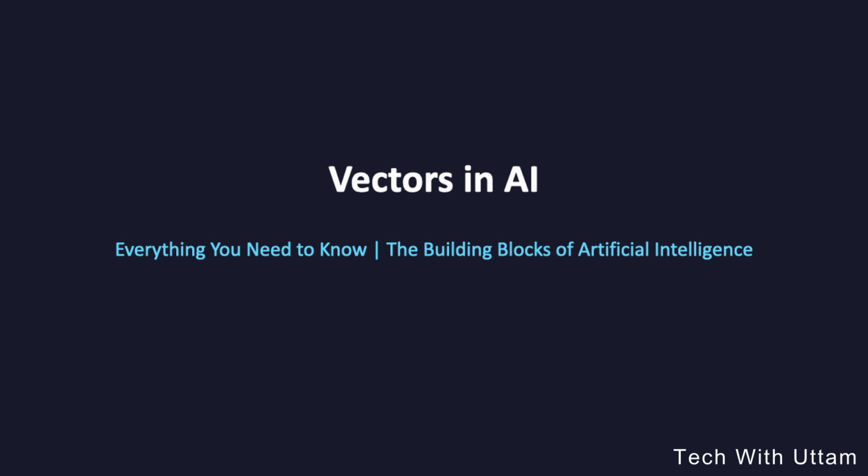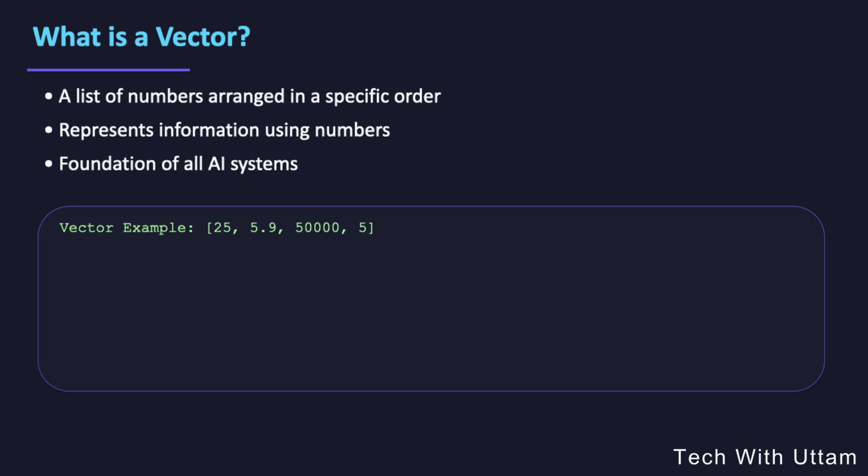Let's dive in. So what exactly is a vector? It's actually simpler than you might think. A vector is just a list of numbers arranged in a specific order. That's it. Nothing scary. Let me give you a real-life example.